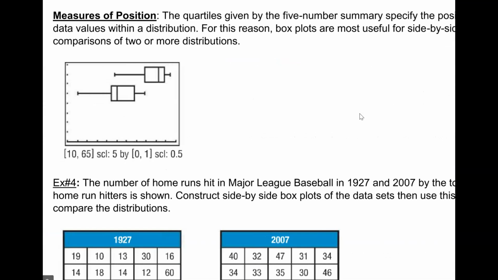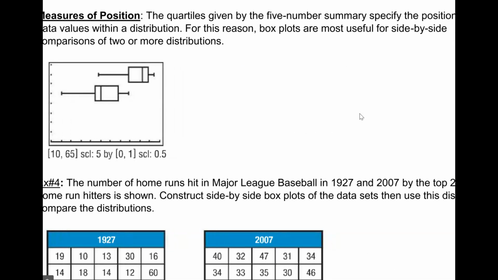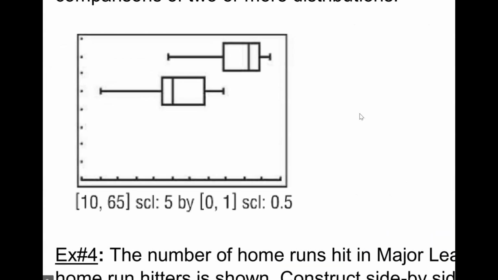So, measures of position. The quartiles given by the 5-number summary specify the positions of data values within the distribution. For this reason, box plots are the most useful for side-by-side comparisons of 2 or more distributions. So we can compare 2 different box plot diagrams. This is what I do on the regular. I have 2 sections of precalculus. I look at how the spread for this section compares to the spread of the other one. Right? I have 2 sections of intermediate algebra.